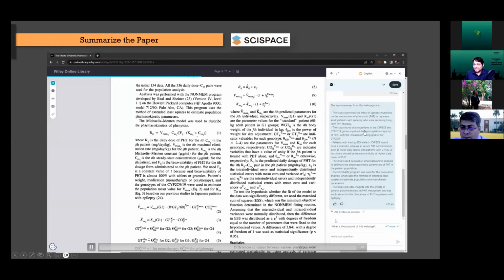So this study is basically to find out the mutation of CYP2C9 genes impaired, and this allele in CYP2C9 would have a dramatic increase in the phenytoin concentration even at the lower doses, and it can also provide insights into the effect of genetic polymorphism on phenytoin metabolism and has implication in clinical use of phenytoin in patients with epilepsy. This is the major takeaway from this article. So it has somewhat summarized your article.